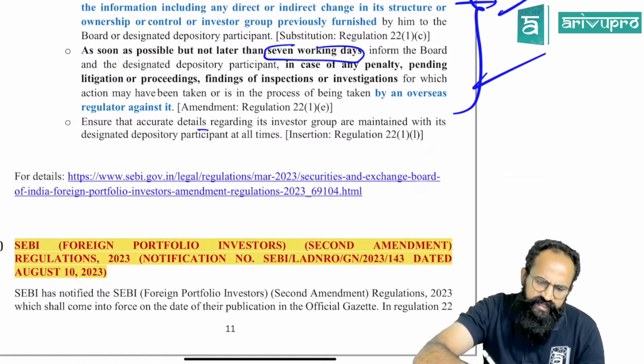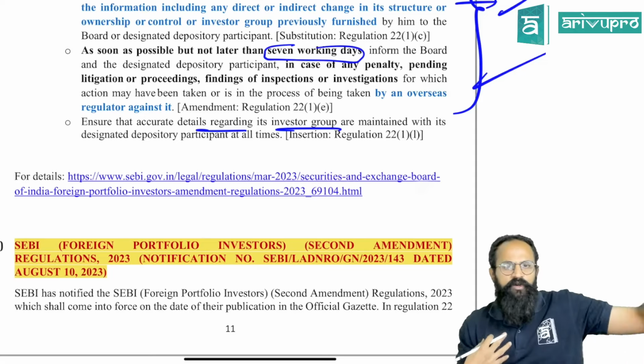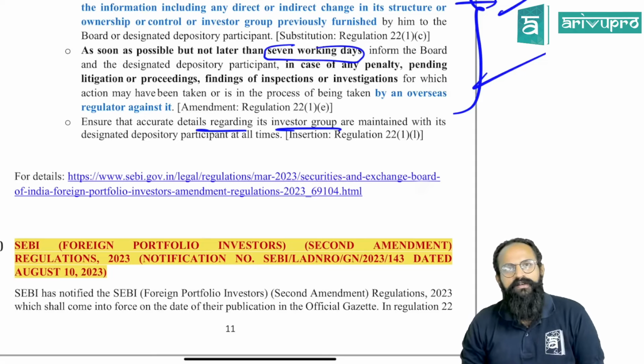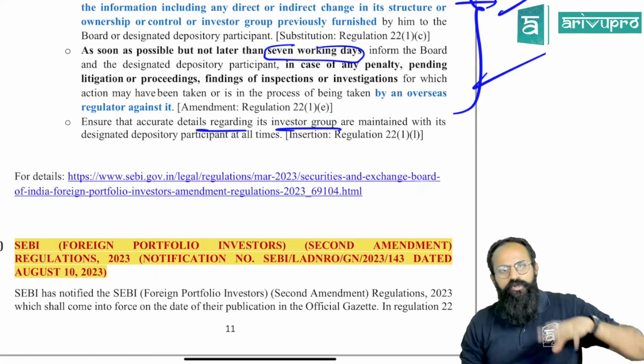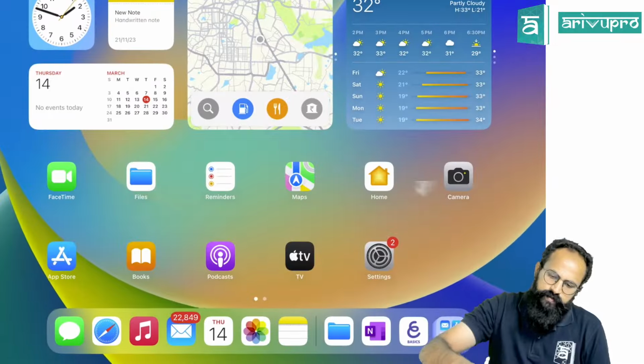Ensure that accurate details regarding its investor group are maintained. Meaning in the FPI, who and all are investing. Imagine there is a mutual fund coming from abroad. Who and all are invested in you, you have to maintain one database. Okay.